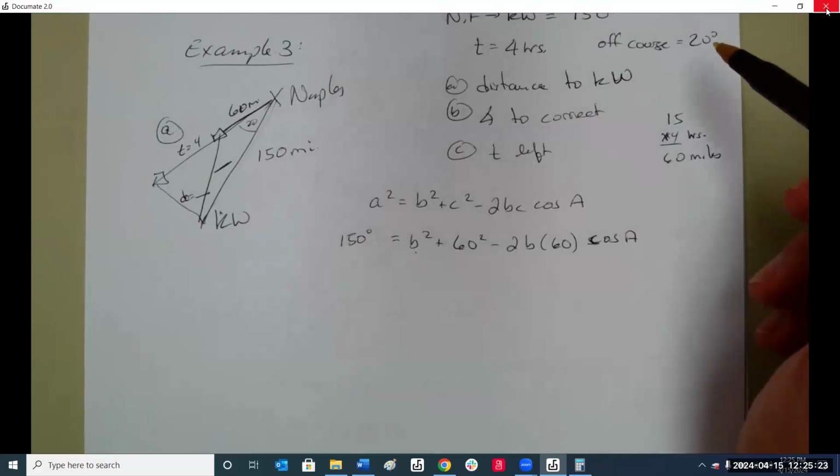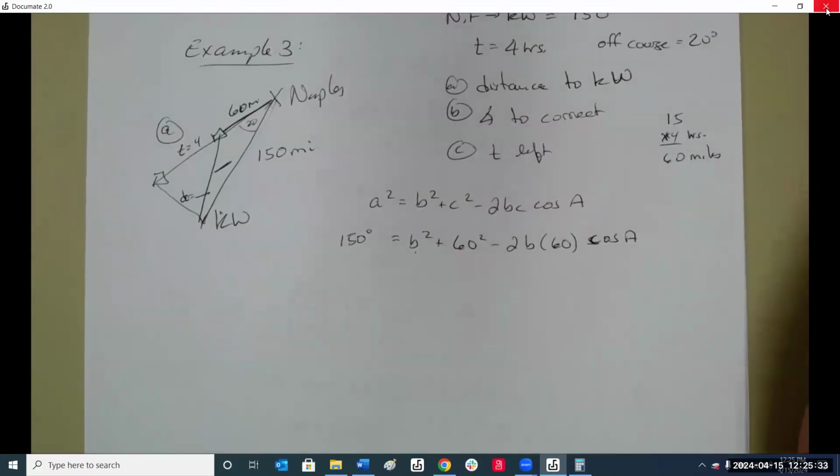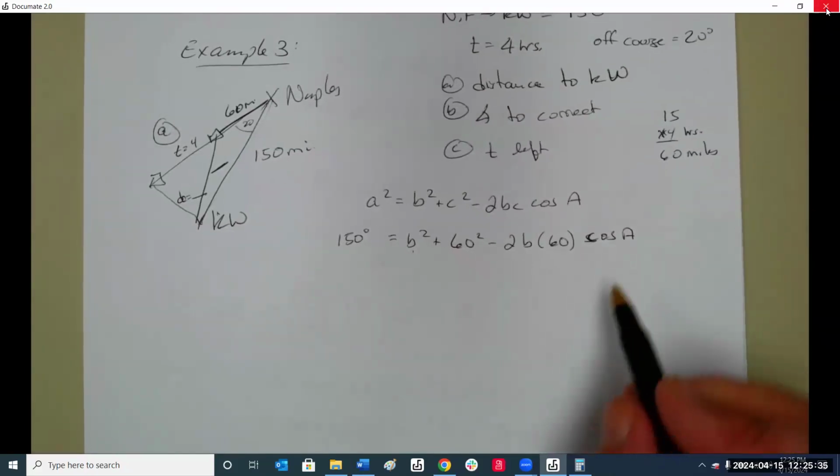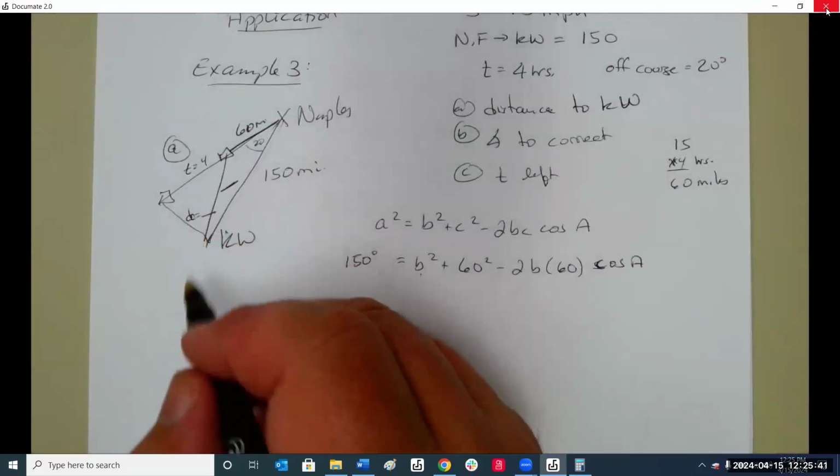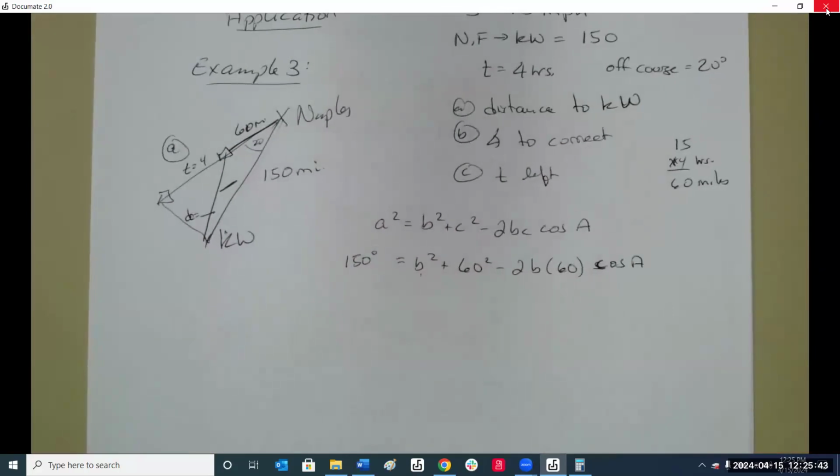Would you be able to use the sine law? Only if it was a right triangle, because when we do SOHCAHTOA, it's with a right triangle. But since this is an obtuse angle, we can't use that.